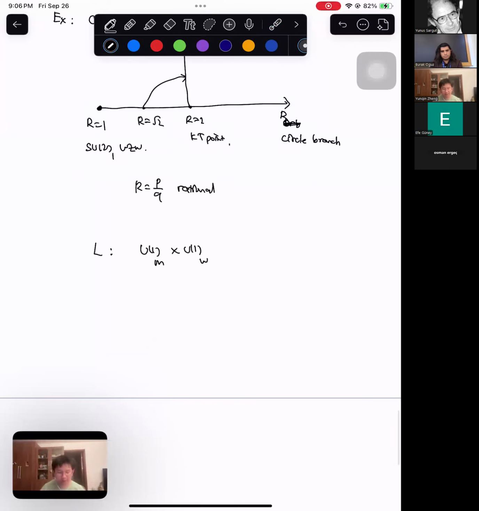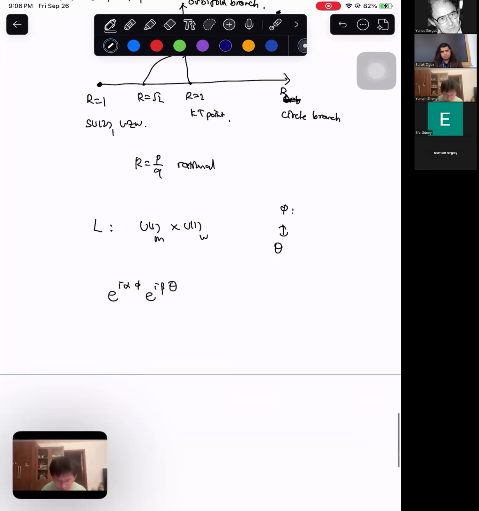And you can try to classify the operators in the twisted sector of this U(1) times U(1) symmetry. It's easy to see because the operator takes the form e^{iαφ} times e^{iβθ}, where φ is the compact boson and θ is the dual boson that you get after doing the T-duality. The α and β are U(1)-valued parameters. It turns out that when α and β are integers, then this operator is a local operator. They are not attached to an arbitrary topological line.